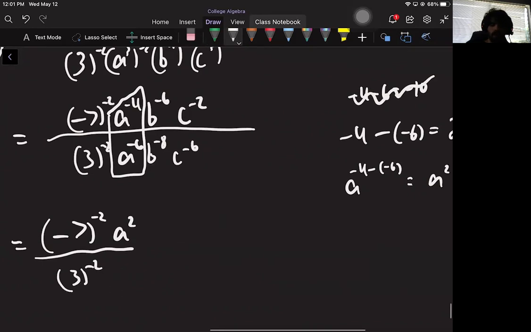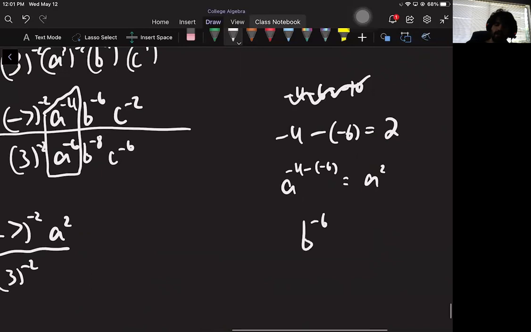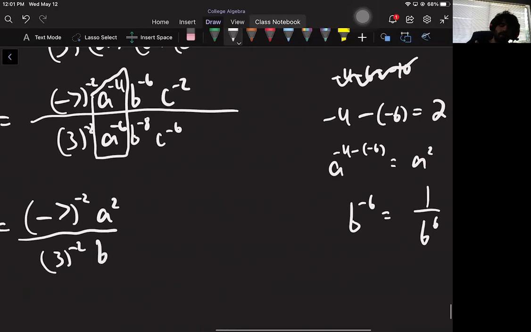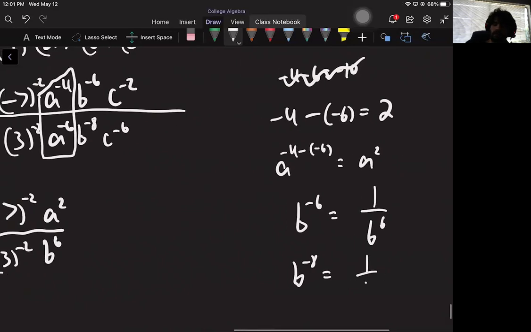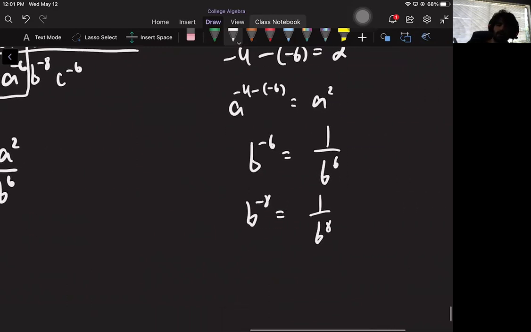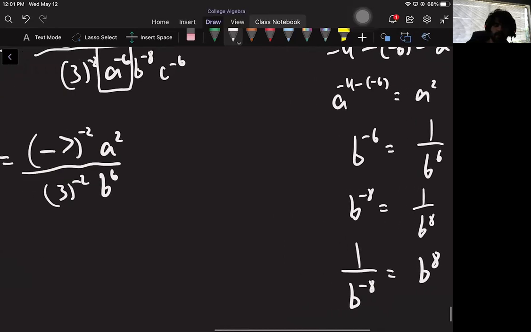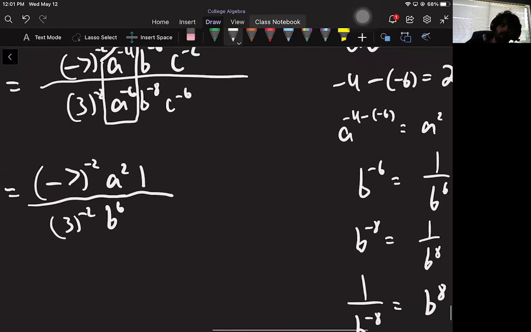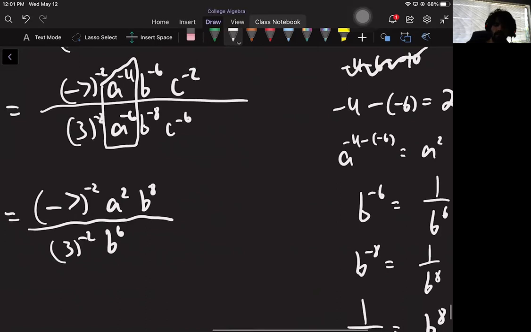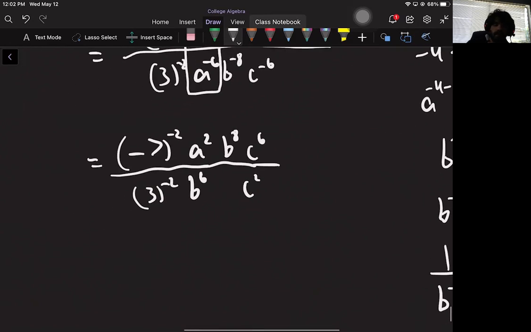And that's fine. The other thing I could do is realize that, for example, b to the negative 6 means 1 over b to the 6th. So I could turn that into division by b to the 6th. And b to the negative 8 is 1 over b to the 8. But since it's already on the bottom, it's going to flip over. So 1 over b to the negative 8 is going to flip it over to the top. So that b to the negative 8, which is on the bottom, will actually flip to the top. That's one way to do it. And then I could cancel them. And I'll do the same thing here. So c to the 6th will go on top and c squared will go on the bottom.